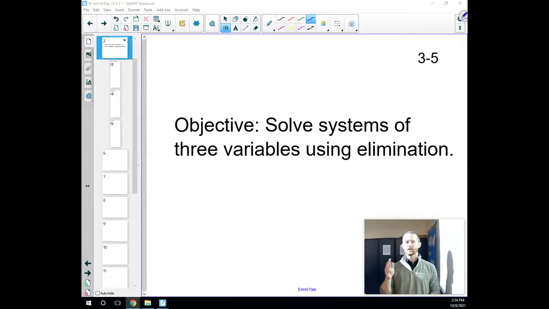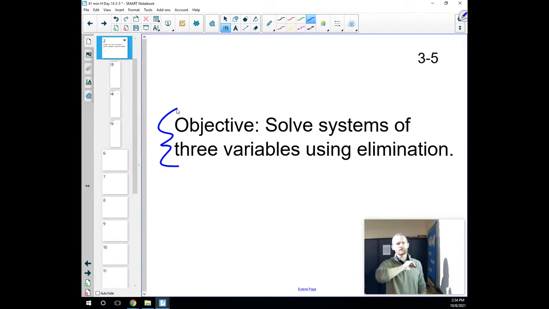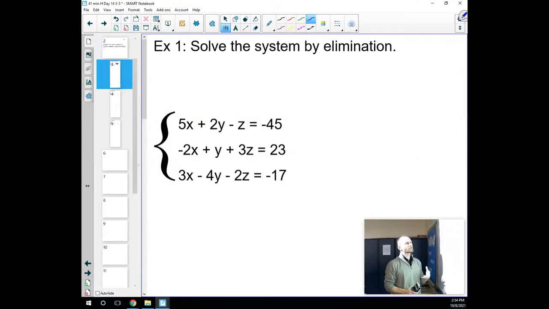In this video, we're covering Chapter 3, Section 5, and after today, we should be able to solve systems of three variables using elimination. So same objective as our last video, but this video is going to be a little bit different. We're only going to look at one example, and it's going to be a little bit more difficult than the examples we did in our previous video. So let's take a look.